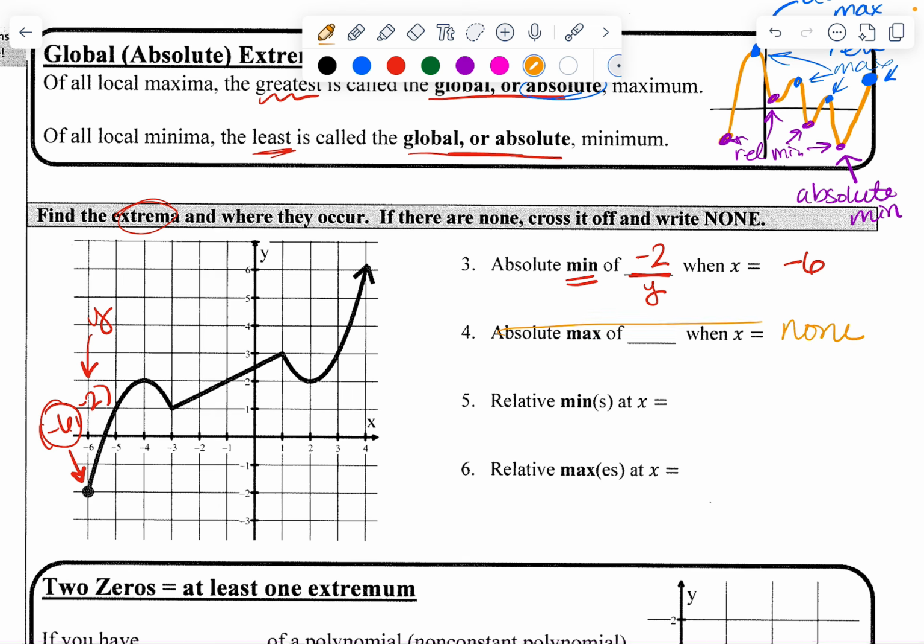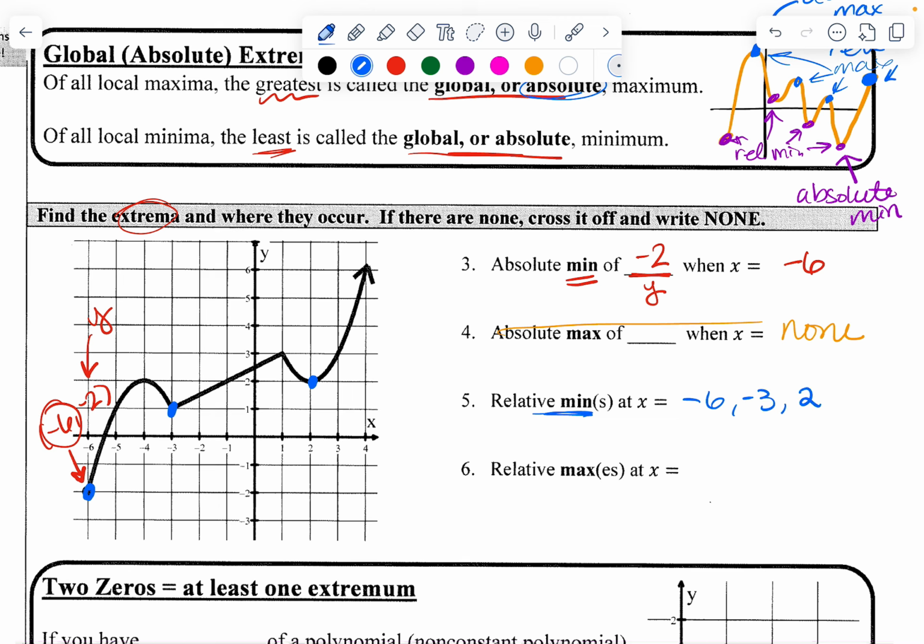Okay, what's a relative minimum? A relative minimum is going to be areas where we have a low point. So we see low points here, here, and here. So you're going to list where we see those values of x at those low points. So this is where x is -6, where this is -3, and where this is 2. So we'd say -6, -3, and 2.